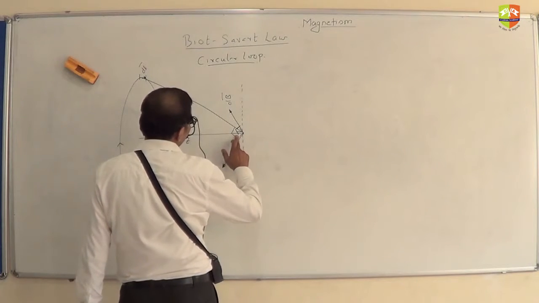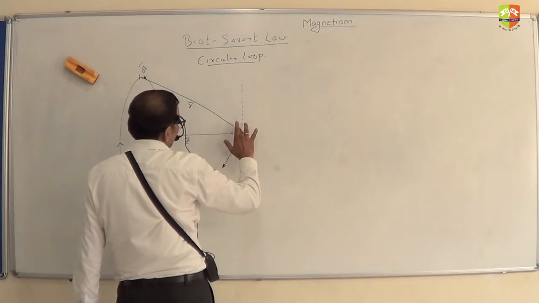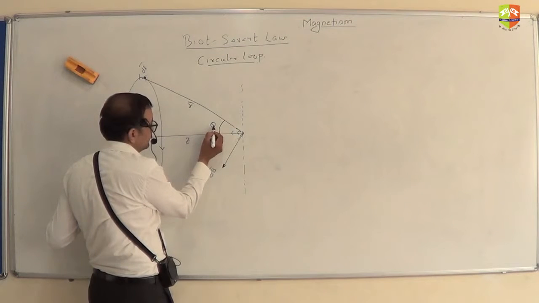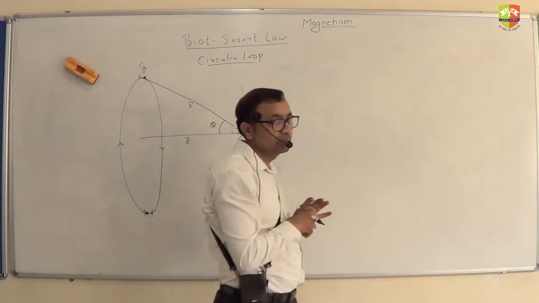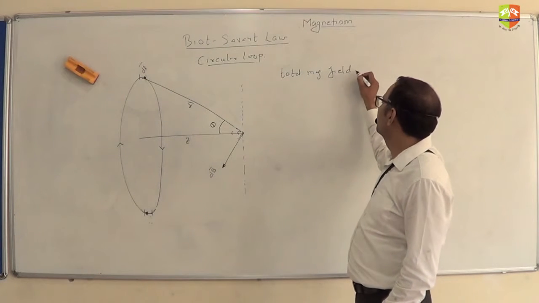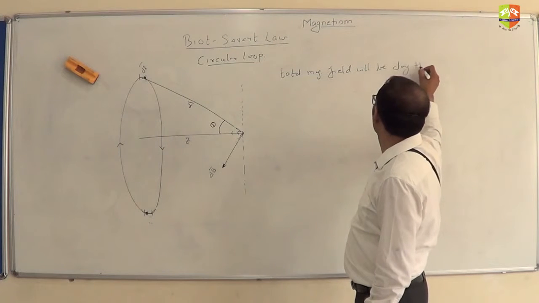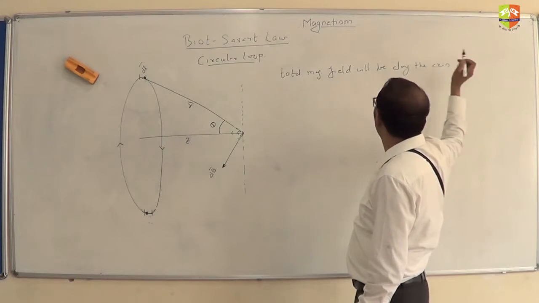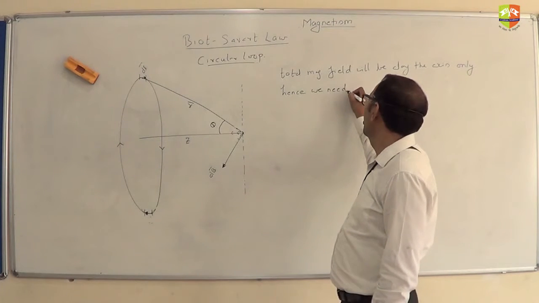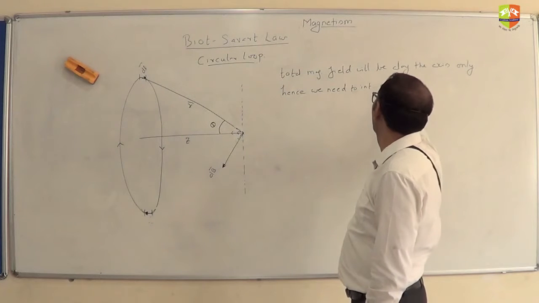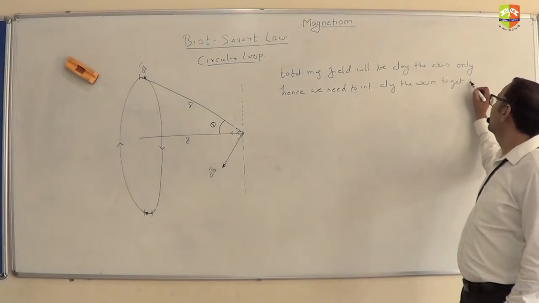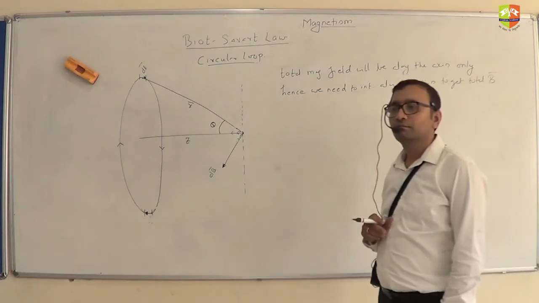The coordinate is easy to remove. Draw it again. Suppose this angle is theta. So I know that the total magnetic field will be along the axis only. Hence, we need to integrate along the axis to get the total magnetic field. Okay?